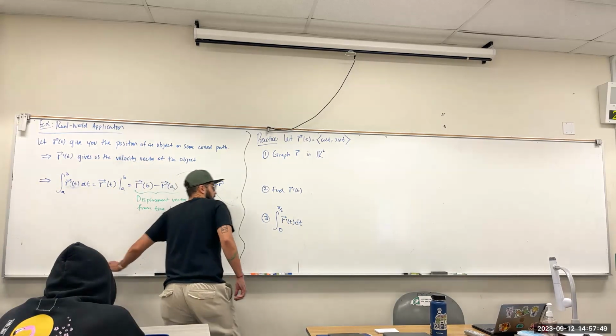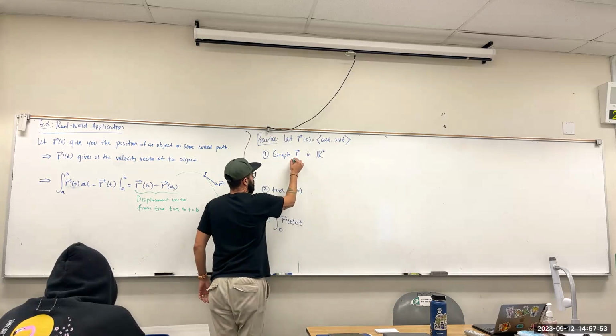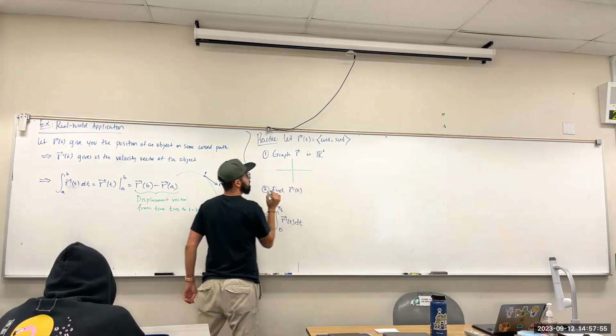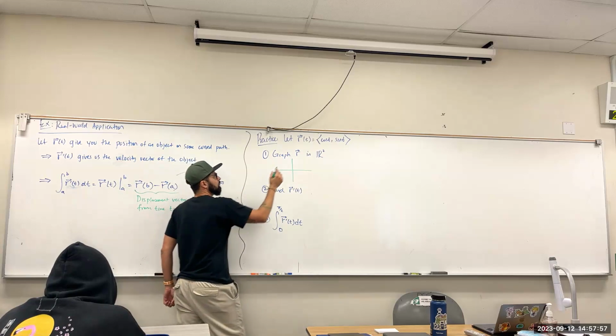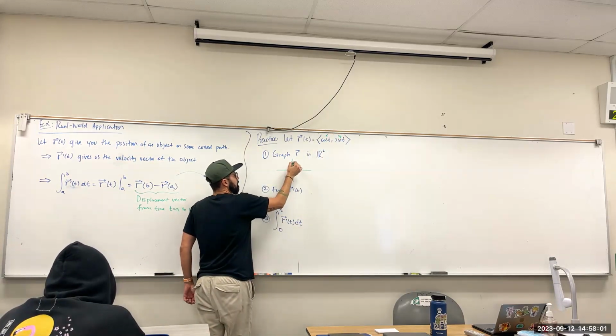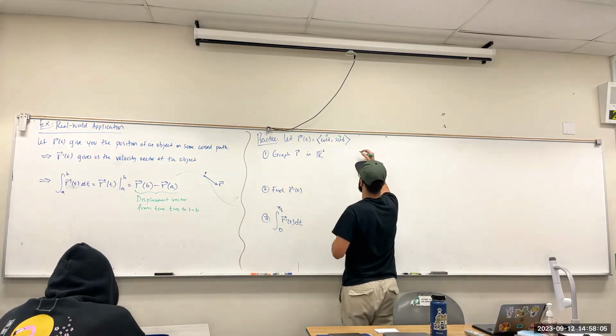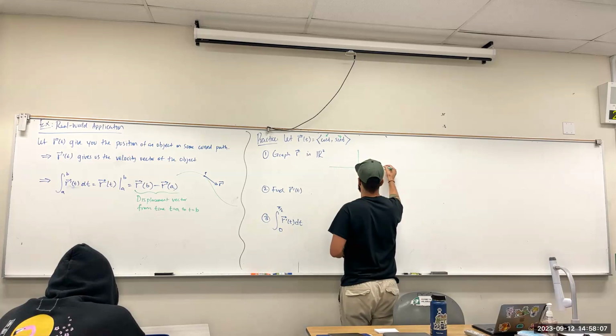All right, guys, let's see. Hopefully, what did you guys get for number one? Circle. This is x, this is y. So a circle of radius 1. Okay. Circle of radius 1, right? In polar coordinates. Circle of radius 1.